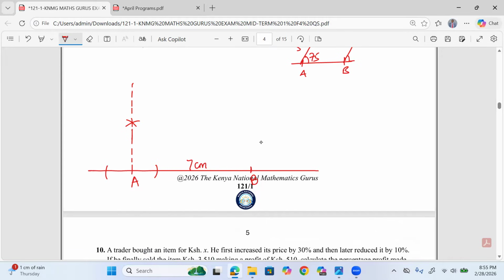Then standing at point A again, I construct 60. Remember, we've been told to use a ruler and a compass, which means measuring angles with a protractor is not allowed for this question. So we stand at point A and make an arc, then we stand on the arc at the line and cut the same arc on the upper side using the same radius. Then we join it to point A.